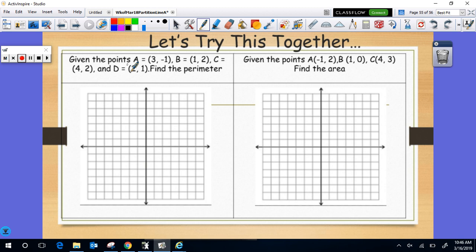So here I'm going to plot these points and it says to find a perimeter. So I'm going to go to 3, -1, and then what is that, A, and then I'm going to go to 1 and 2, that's B. Then I'm going to go over to C, then I go to 4, 2, and then go to D, 2 and 1.